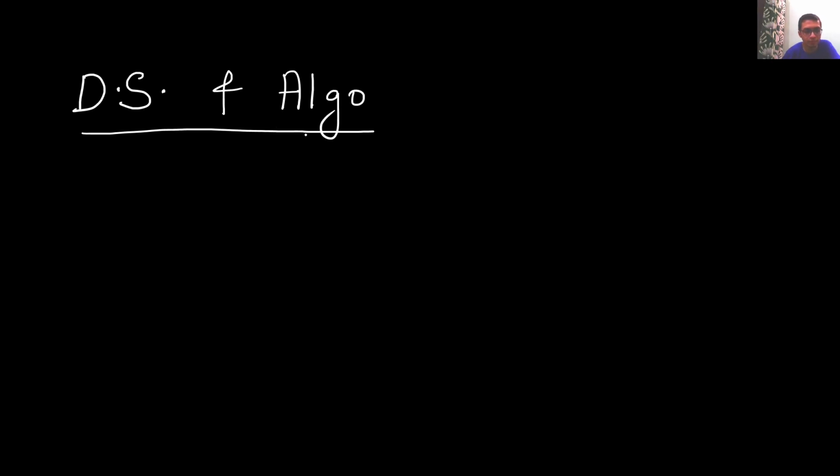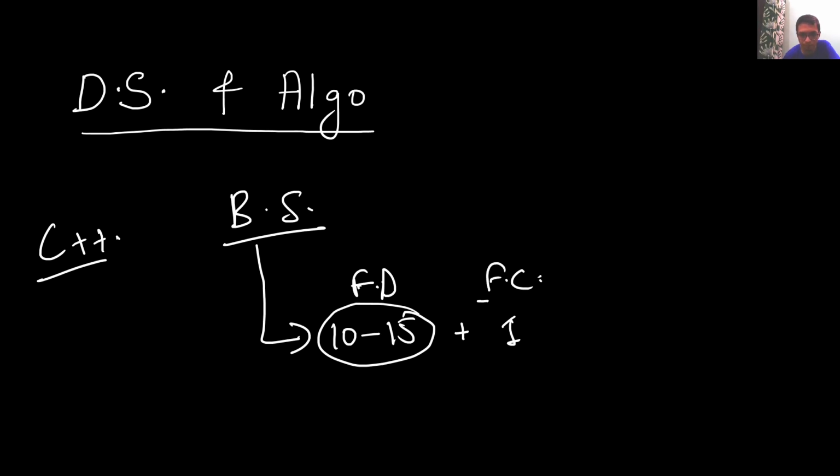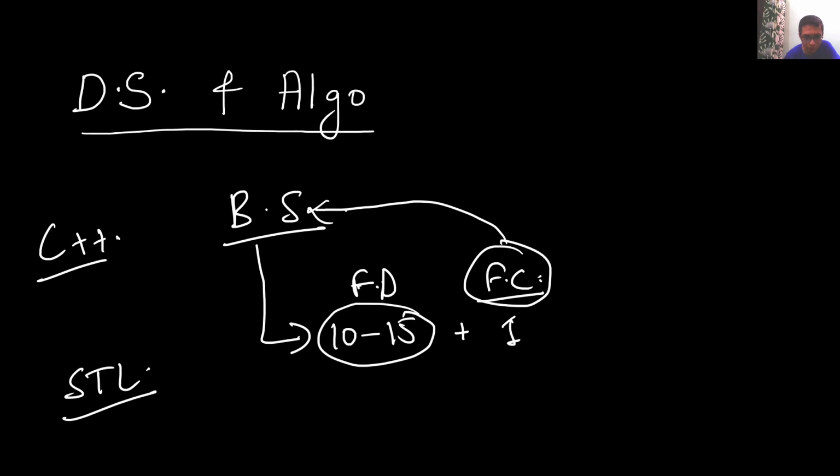scratch, right? So for example, if we have to implement binary search in C++ code, this would roughly take around 10 to 15 lines of code for the function definition, plus an extra line for the function call, right? Now, by using STL, we can directly call the binary search function without even defining it. So in this case, we need not write these 10 or 15 lines, right?